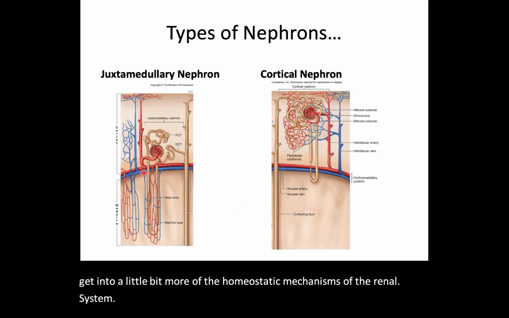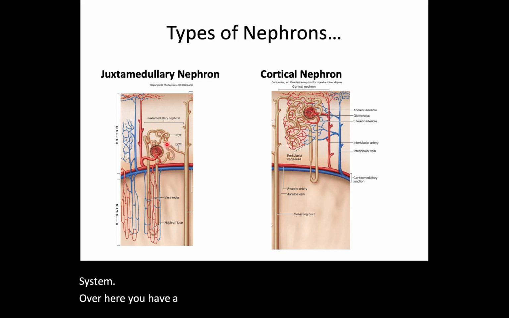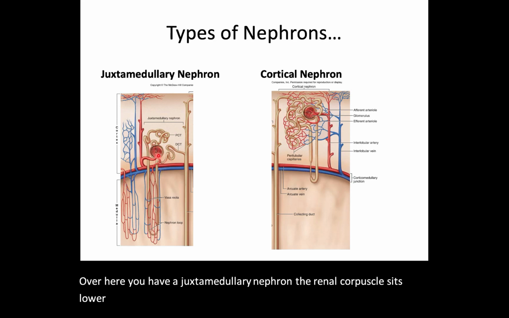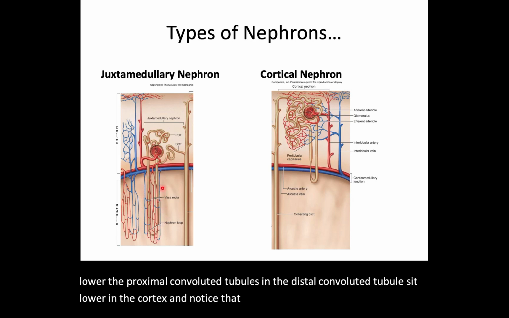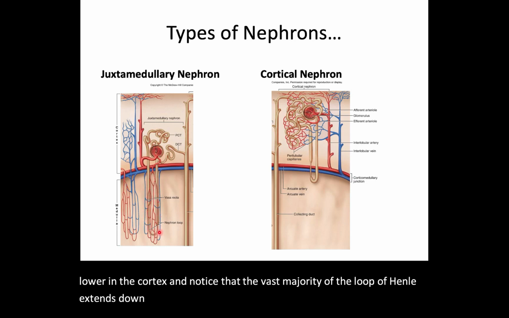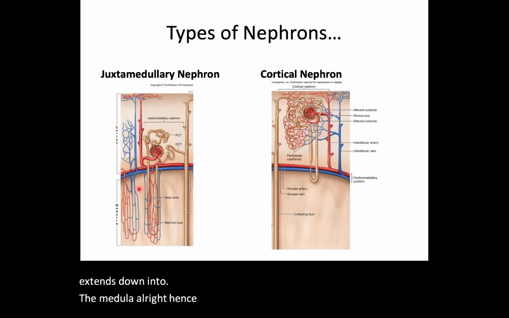Over here you have a juxtamedullary nephron. The renal corpuscle sits lower. The proximal convoluted tubules and the distal convoluted tubules sit lower in the cortex, and notice that the vast majority of the loop of Henle extends down into the medulla. All right, hence the name juxtamedullary nephron.